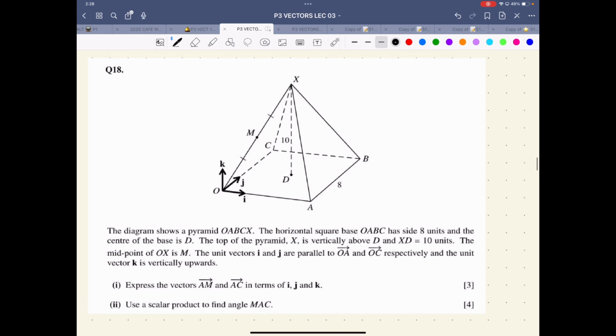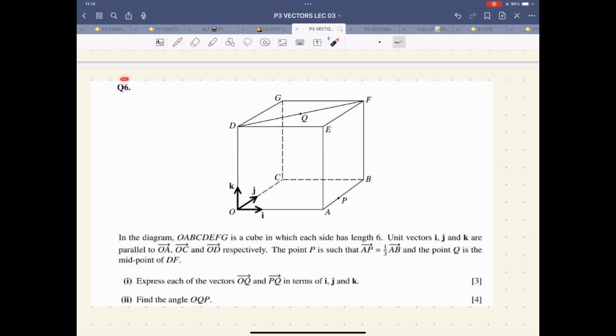Now, a similar question like this. Now, I would like you people to try this out. So now let's look at this particular question, which is question number 6. It says in the diagram, OABCDEFG. This is a cube in which each side has a length of 6 units. Unit vectors I, J, and K are parallel to OA, OC, OD respectively. I is parallel to OA. J is parallel to OC. K is parallel to OD. And it's a cube. So this length, and this length, they all are how much? 6 units. That means OA is 6I, OC is 6J, and similarly OD is 6K.